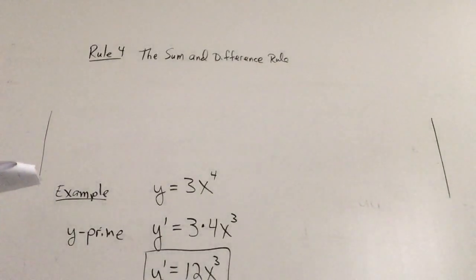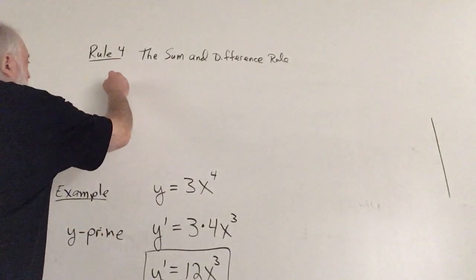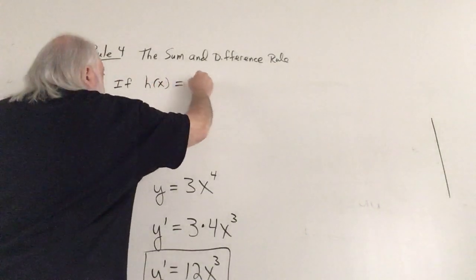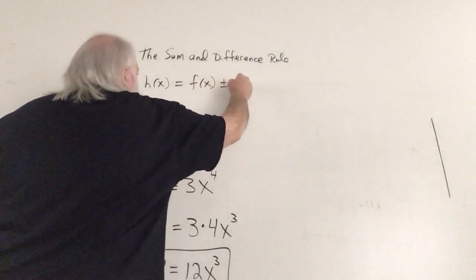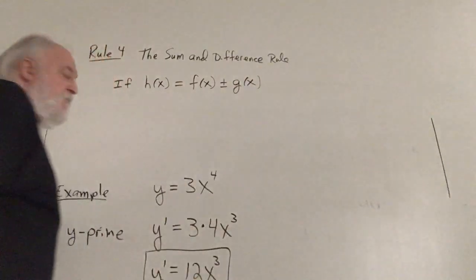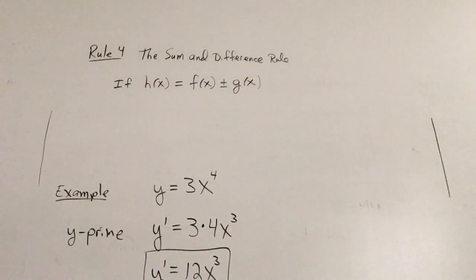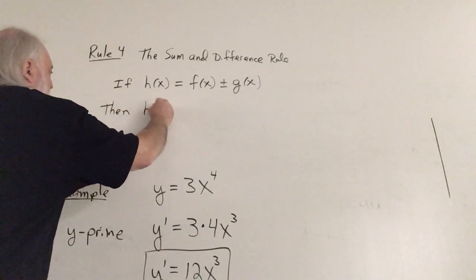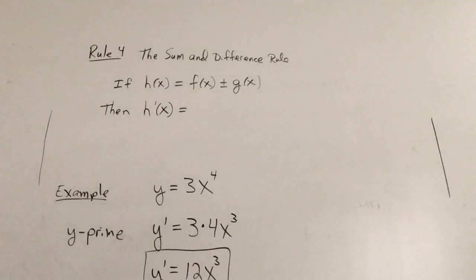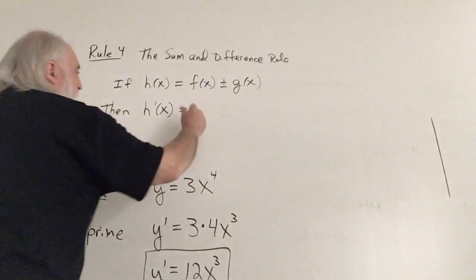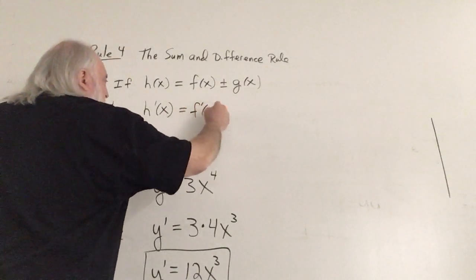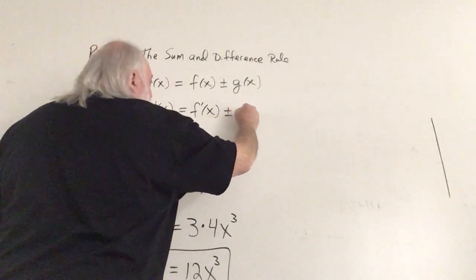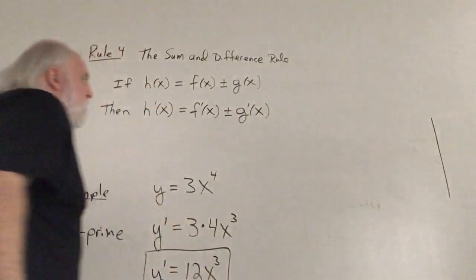I'm on page 16 of our packet. Says if I have the function h of x, which is the sum or difference of the two functions f of x and g of x, then the derivative of h of x, which we denote with h prime of x, is equal to the derivative of f of x, which is f prime of x, and then plus or minus, depending on whether we're adding or subtracting, the derivative of g of x, which we denote with g prime of x.